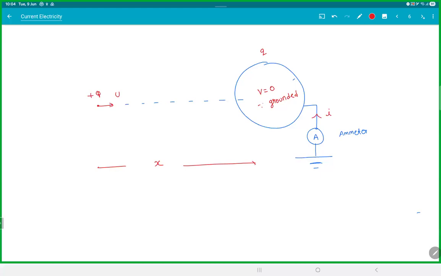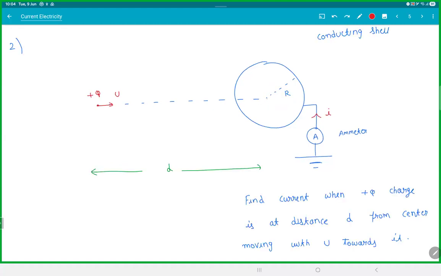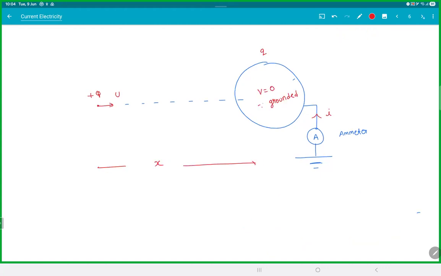K, Q, R, D plus R near area. D is the distance between the center and the charge directly, right? So D is the distance till here. It's not till the surface.